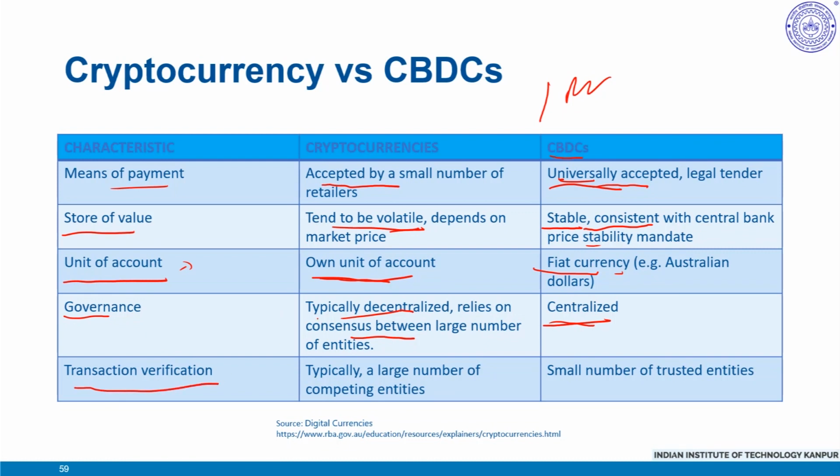Lastly, we have transaction verification. Cryptocurrencies typically employ a large number of competing entities called miners for transaction verification. They employ distributed ledger technology on a permissioned or permissionless blockchain to verify transactions in a decentralized manner. In CBDCs, there is a small number of trusted entities like the central bank or some commercial bank, if it is an indirect or hybrid model, to perform KYC and verify the entities and therefore verify and execute the transaction. So it is a small number of trusted entities doing the verification, KYC and other things, while in cryptocurrencies it is competing entities, through cryptographic mechanisms, doing the transaction verification.